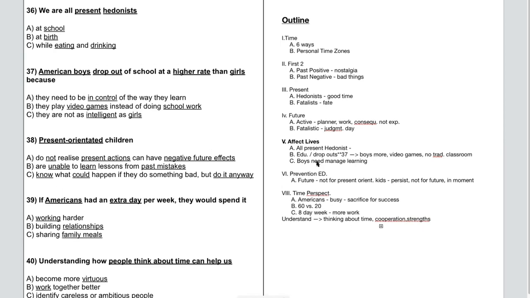Also, before we get into the answers, you'll see that I used arrows. So I have an arrow here and I have an arrow here. This is basically to connect these two ideas. So for example, the speaker was talking about dropouts and then he connected that to talking about boys. At the end, he talked about understanding time perspectives and connected that to thinking about time.